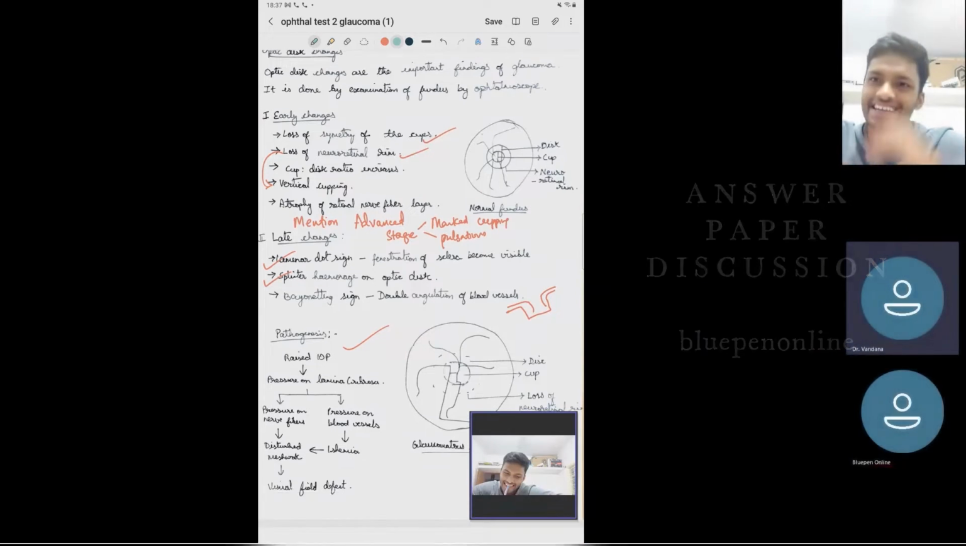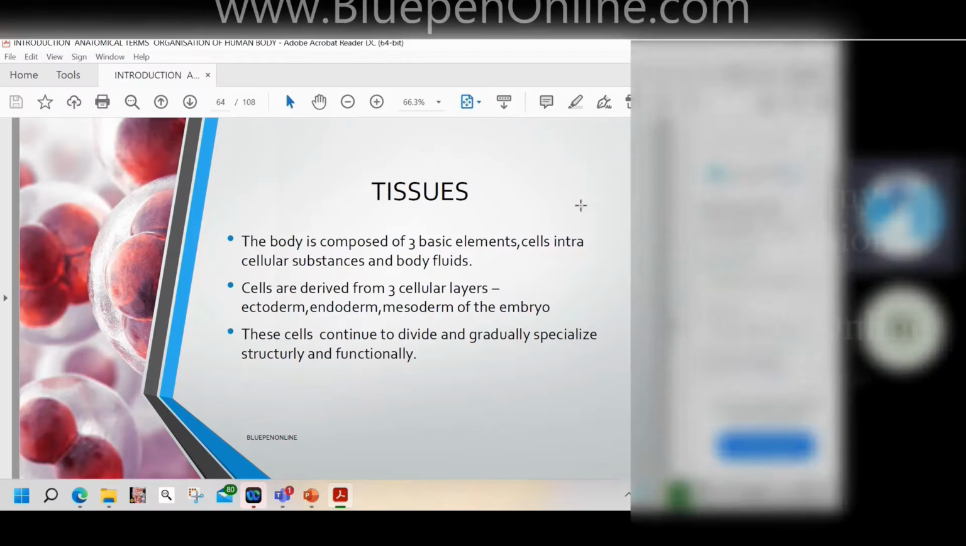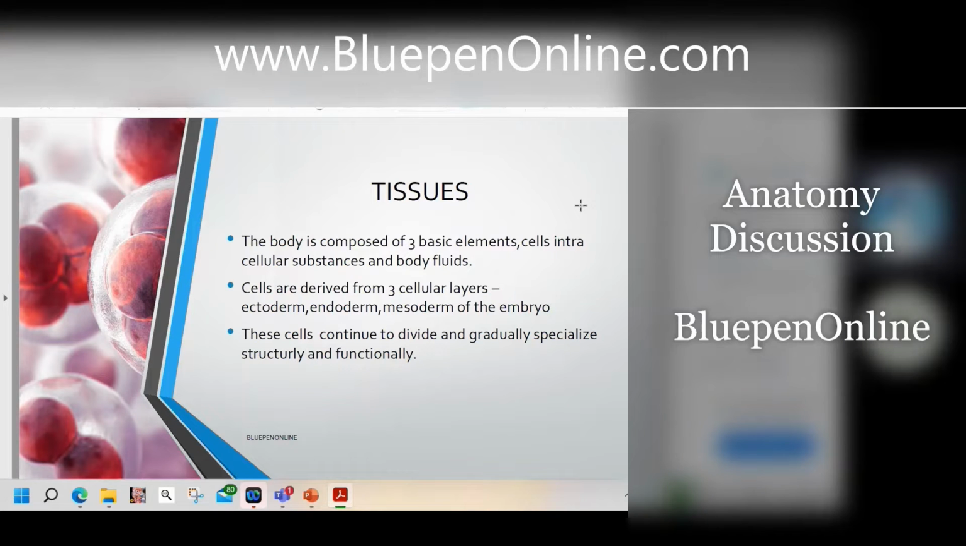Yeah, I can understand. Basically, 3 elements. What are the 3 elements? You know, cells, intracellular substance, and body fluids.